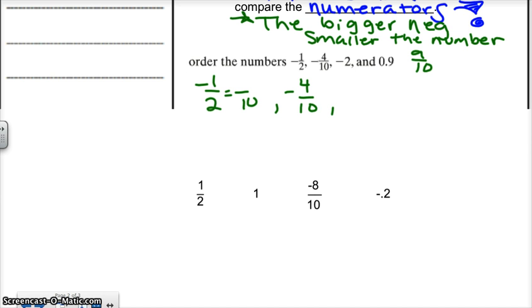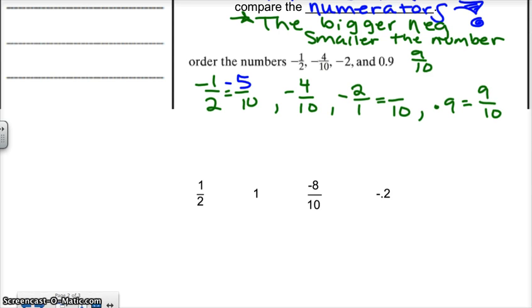Negative 4/10 is already in a 10. I don't need to do that. Negative 2, notice I'm putting it over 1. And then 0.9 is equal to 9 over 10. And now I'm just setting them up. So 2 times 5 is 10. Negative 1 times 5 is a negative 5. Okay? Negative 4/10 is already done.